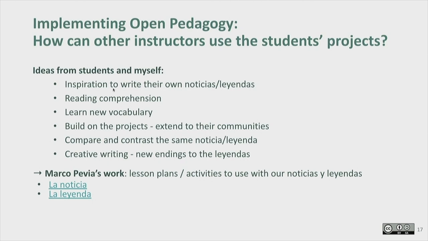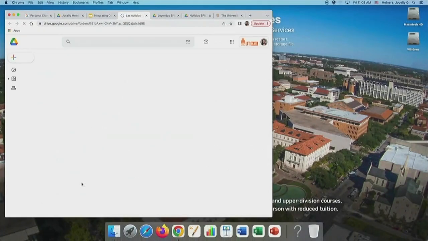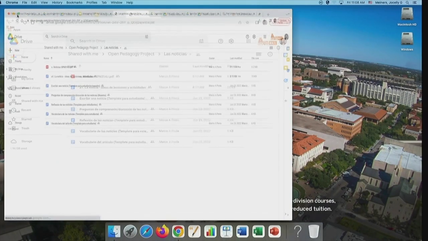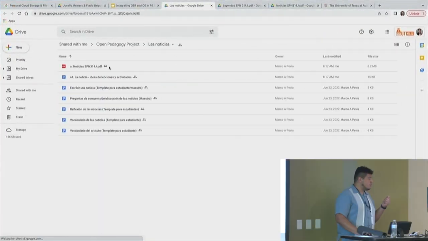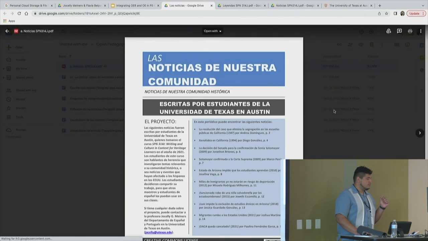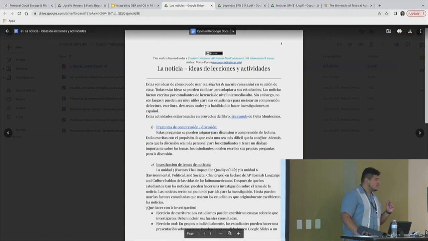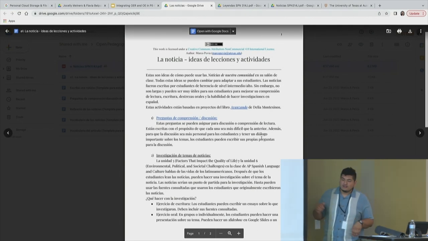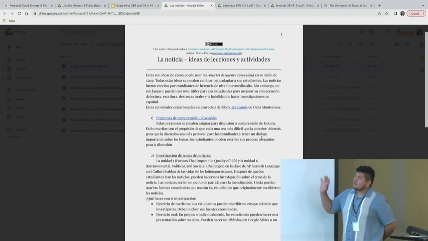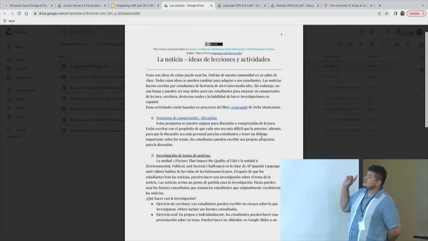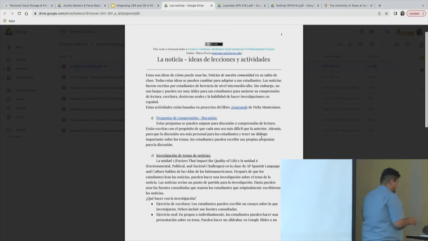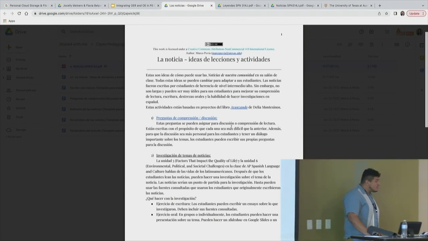And so, con las noticias. So you click on there. Aquí está un folder de. So this is what I created. This is basically like an outline of where teachers can go to find all the lesson plans that I did. So la primera que hice es preguntas de comprensión y discusión.